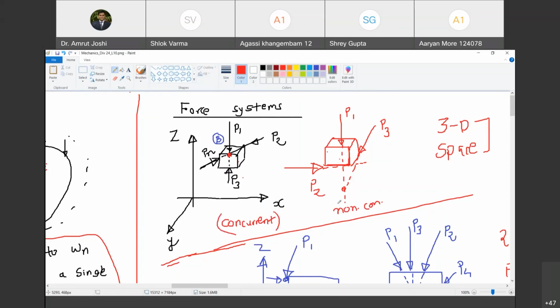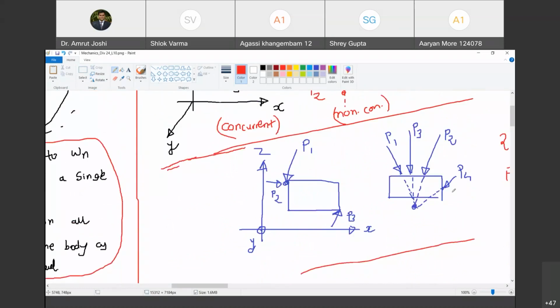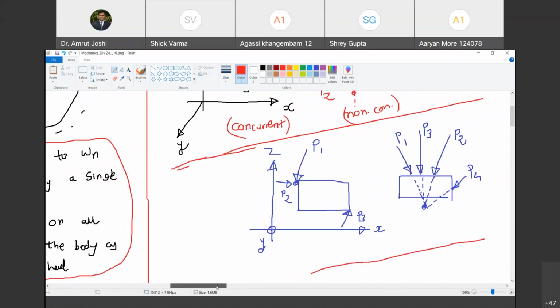Happy? Yes, sir. Now, can you tell me, in this figure, no doubt it is a 2D or coplanar force system. But the first one, is it a concurrent or non-concurrent force system? Non-concurrent. Yes, the first one is non-concurrent. Are you with me? Yes, sir. And the second one, is it concurrent or non-concurrent?